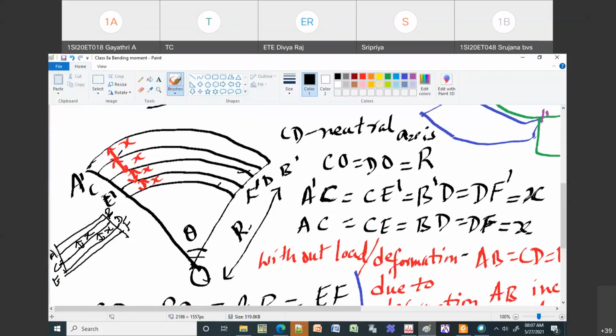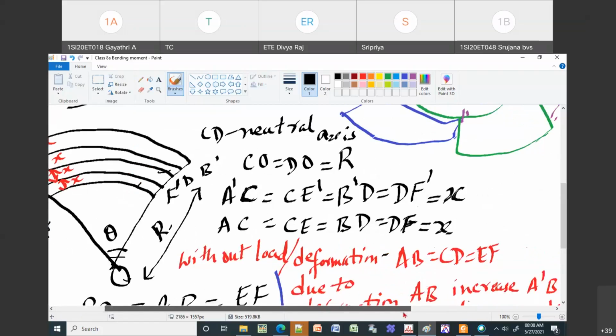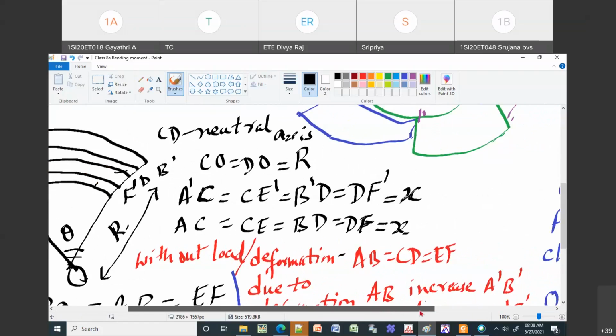Like if you take a beam, it is a uniform cross-section structure, so the length has to be constant. AB is equal to CD is equal to EF when there is no load, that is, without any load or without any deformation. Okay. So after that, what happens?